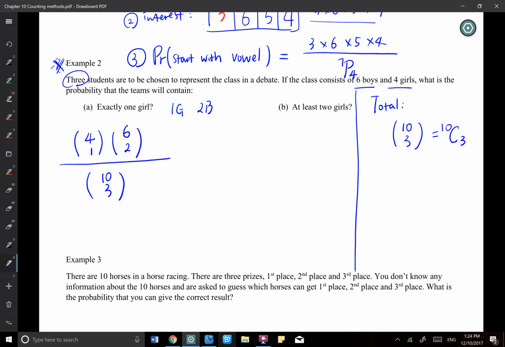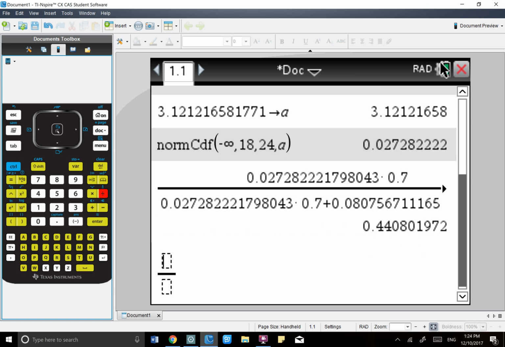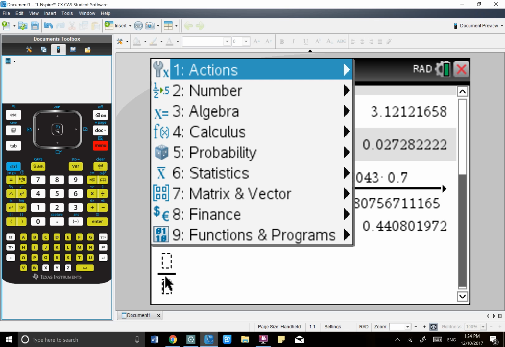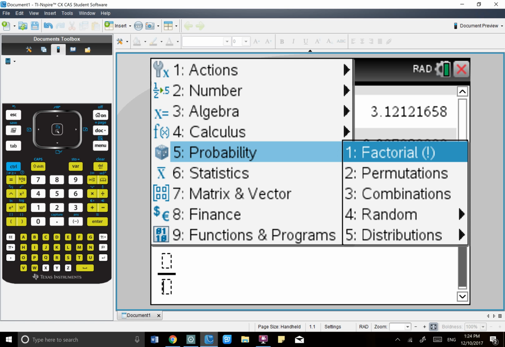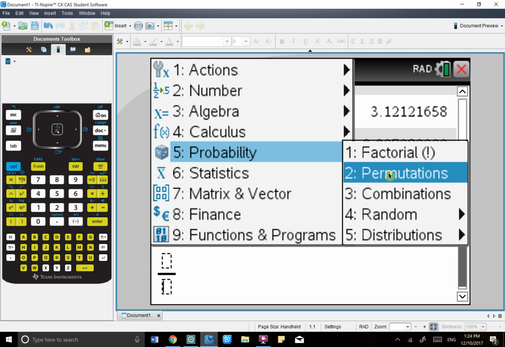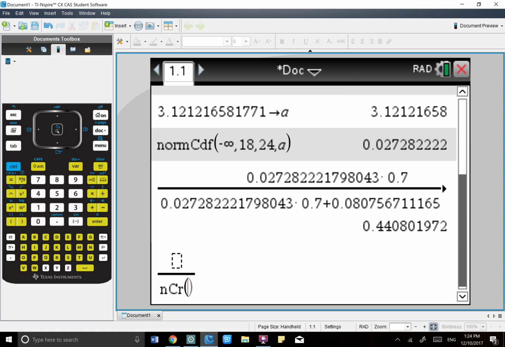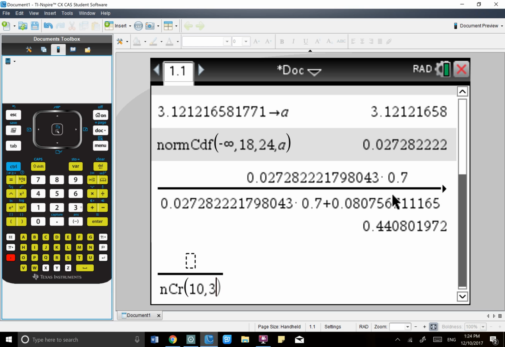This can be too difficult to evaluate by hand, so we can use the calculator. What we do on the calculator is a division. The bottom is a menu. Where is the combination? It's all in probability, and you can see factorial, permutation, combination. That's the factorial, that's the nPr, and that's the nCr. What I want is combination, so 10 select 3, that is 10 comma 3.